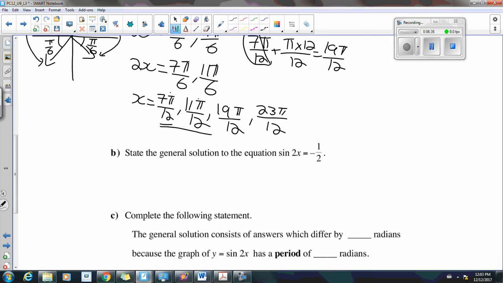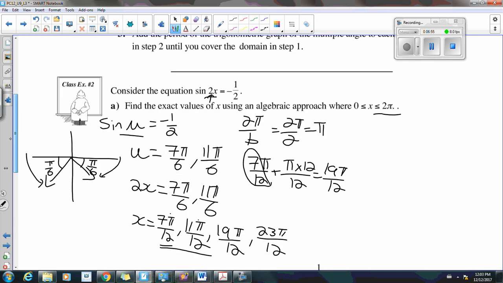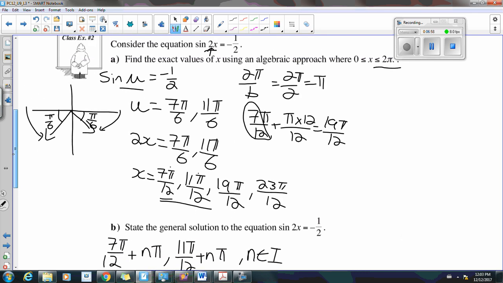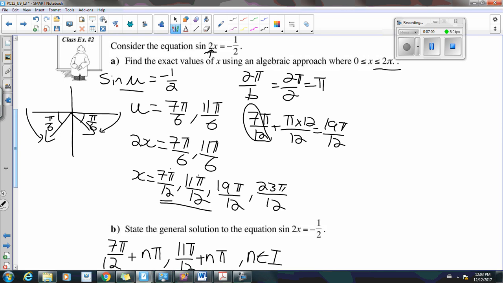B, state the general solution. Well, the general solution is we're going to take those first two over 12, plus we're going to add the period of the graph here, which was pi in this case, where n is an integer. For these, rather than working with domains and converting things, I often find it simpler to, even if you're asked to solve this algebraically, graph it so you know how many solutions you're looking for, so that once you find these values here, you know how many times you have to add pi on to cover the domain it gave you.